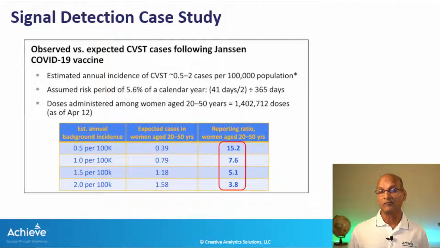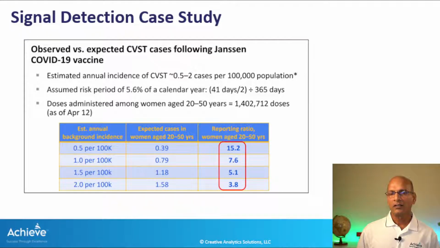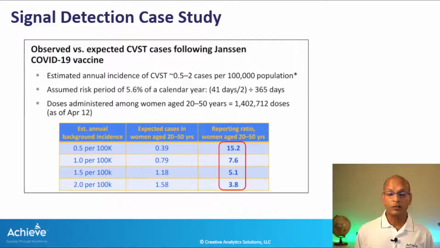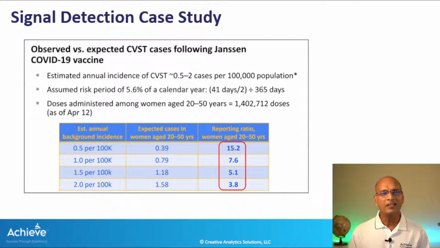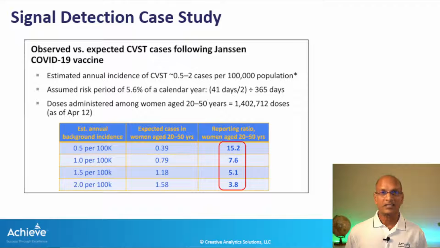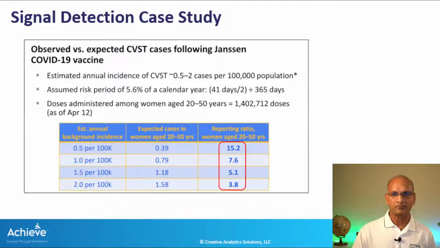We have given millions of vaccines, right? Now this was limited only to women of a certain age, about 20 to 50 years. And the risk period they had to adjust for calendar days. They had 1.4 million doses administered. So what they did was they estimated an expected rate of occurrence, expected number of cases. So if you just make a table, 0.5 to 2, they would estimate in the risk period about 0.39 for 0.5 per 100K to 1.6 in this particular time frame. That's what they would estimate.